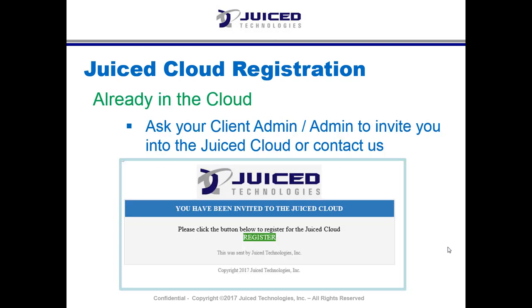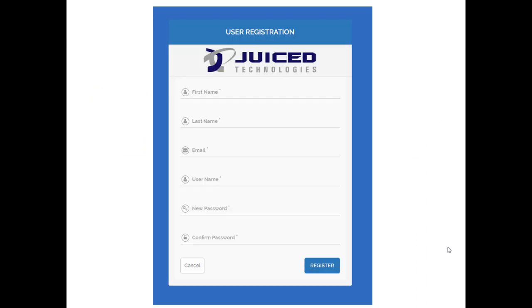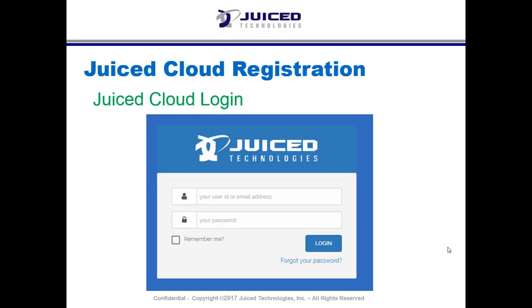If you're already in the cloud, meaning we set you up prior to this presentation, what we ask is that you either contact your client admin or an admin to invite you into the cloud from the cloud. Or if you don't know who your admin is, you can certainly contact us and we can help you through the process. But either way, if we set you up or your client admin does, you'll get an email yourself asking you to register. So once you get that email and you click the register, you'll come to this form here, which you'll fill out. And then once you click the register button, you'll come to the Juiced Cloud login page.